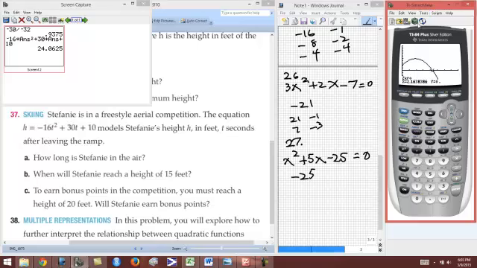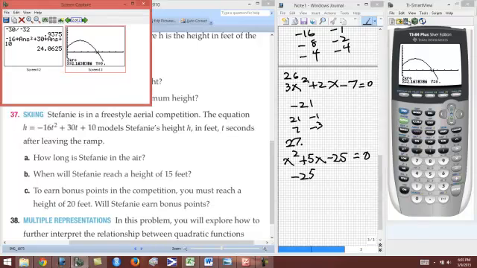Okay, so let me take a picture of this. This is, let me double check this, 37. Okay, all right, great. When will she reach a height of 15 feet?